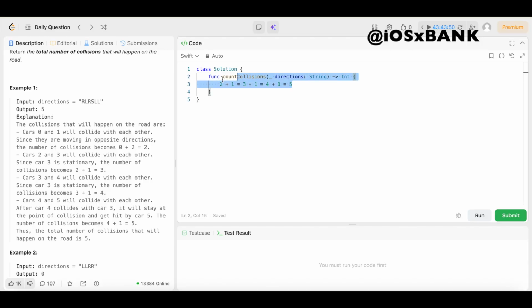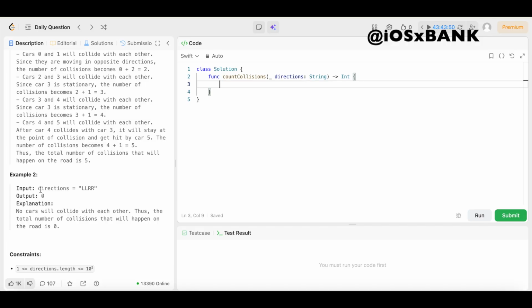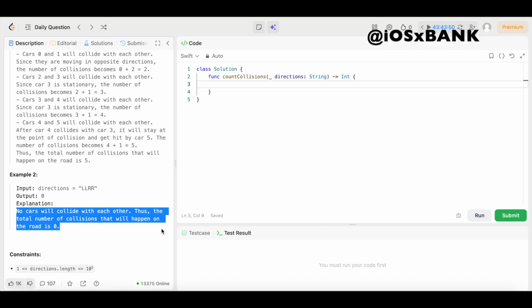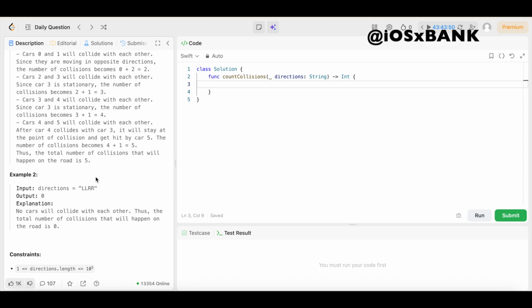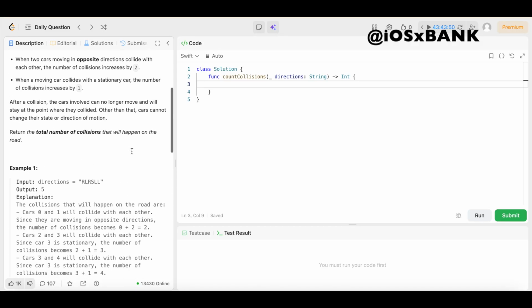So just in case that didn't make sense to y'all, let's go ahead and take a look at example 2. In example 2, our input directions equals a string LLRR. The output is 0. Explanation says no cars will collide with each other. Thus, the total number of collisions that will happen on the road is 0. So in this case, these two cars are both going to the left, these two cars are both going to the right, so there will never be any collisions, right? Because they're both going the same direction in both cases. So I hope that makes sense to y'all.